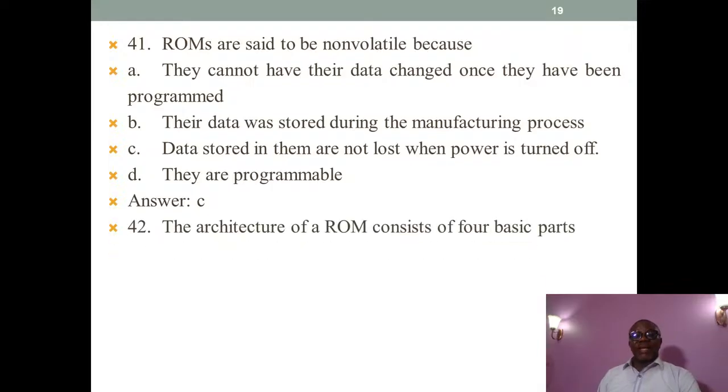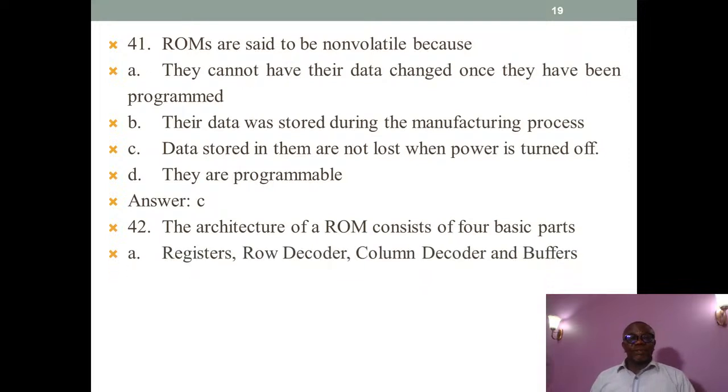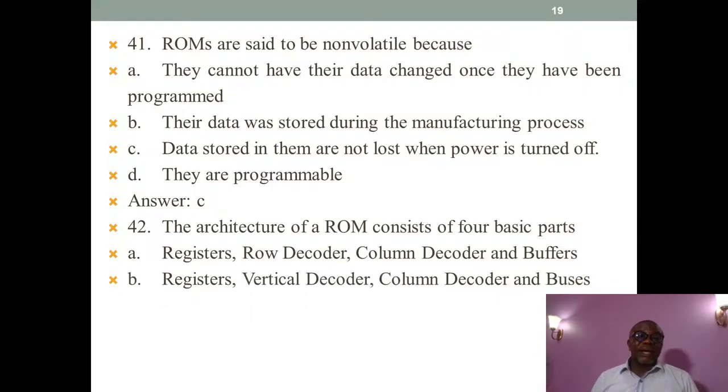Part 2, the architecture of a ROM consists of four basic parts. Of course, the registers, row decoder, column decoder, and buffers. I think that is correct. That is what's considered the architecture of a ROM. So registers, vertical decoder, column decoder, buses. Buses are not part of the ROM architecture.